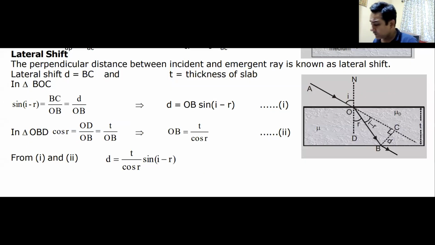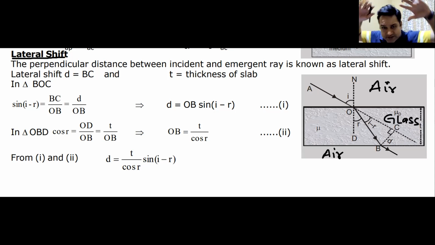Now let's begin with this, which is known as the lateral shift. What do you mean by lateral shift? Let us suppose that you have a medium, let us say air, and you have a glass slab. What is a glass slab? Nothing, I mean, a cube of glass, and light is traveling. So it is going from air to, let us say, glass, and then it is back into air. So you are watching something through a glass slab. Do we understand this?